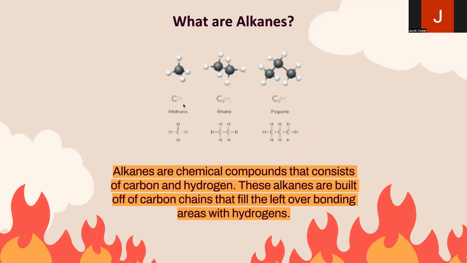We'll get a little more into this a little later on, but methane is CH4, that's one carbon chain. Ethane is C2H6, which is a two carbon chain, and then propane C3H8, which is a three carbon chain, right? And you can see the Lewis dots here.